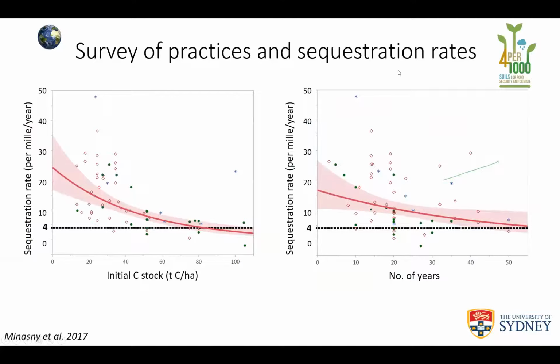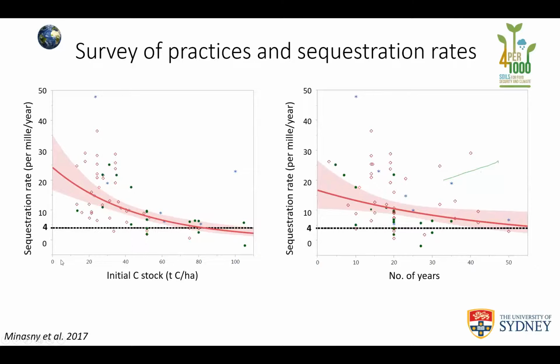And we won't go through it, this is just a survey of practice in different places. First of all, it depends on how long it has been. This is the sequestration rate per 1,000 per year. Remember we said 4 per 1,000, that we can increase the rate at 4 per 1,000 per year. This is not a permanent solution. It's limited, and the highest rate is around the first 10 to 20 years. There's an opportunity within the first 10 or 20 years to increase the soil carbon. And it also depends on the initial carbon stock, right?